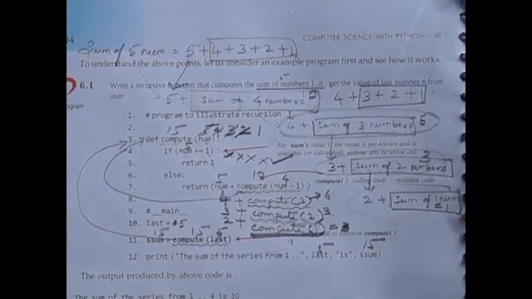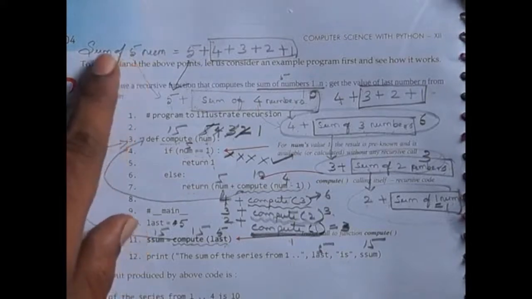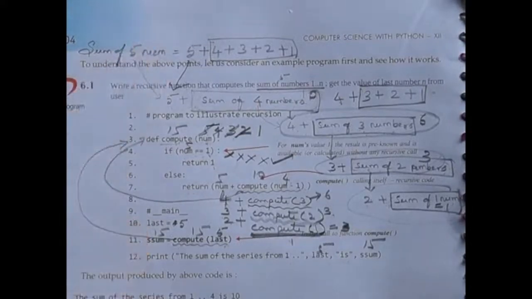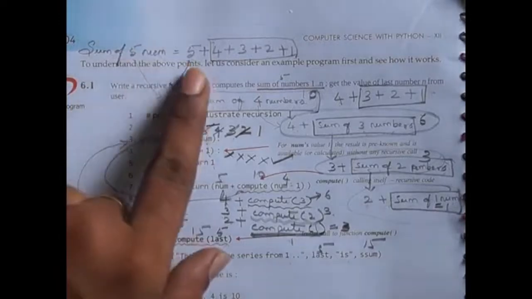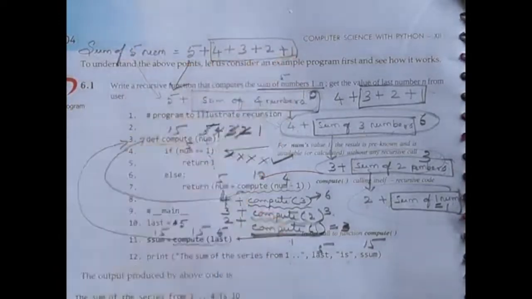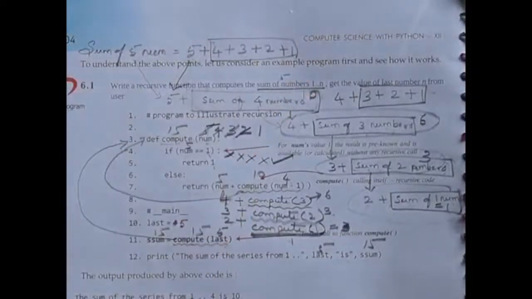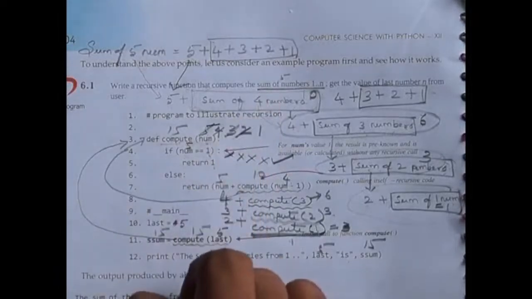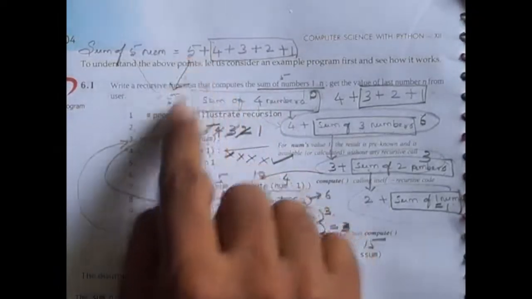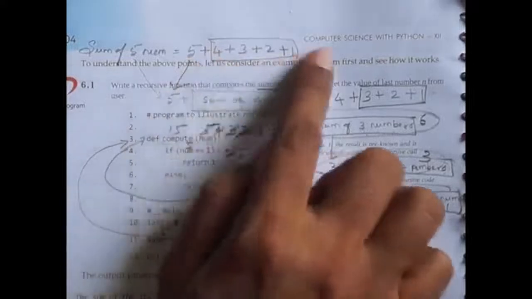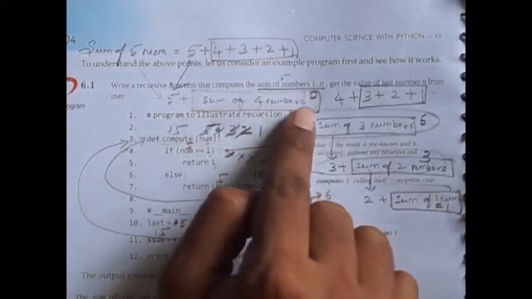Understand? So still, many will not understand this concept. So once again I will tell you. Sum of 5 numbers we are going to find. It is nothing but 5 plus 4 plus 3 plus 2 plus 1. The same expression can be executed in recursive form. How? Same 5 plus you write. Instead of this one, you have to write sum of 4 numbers.